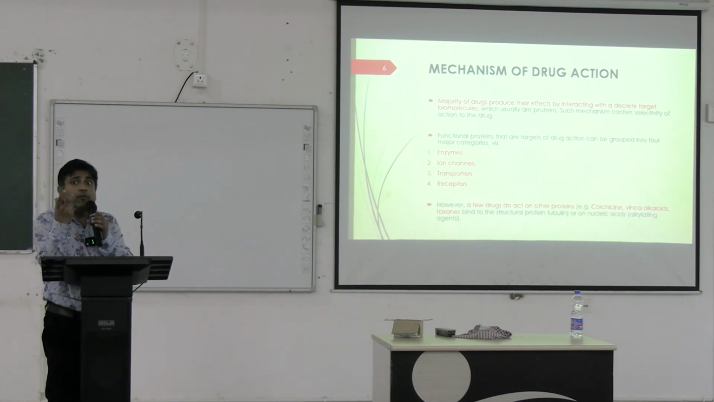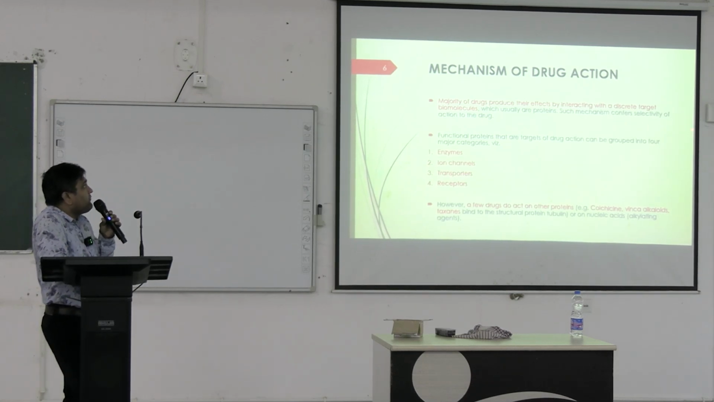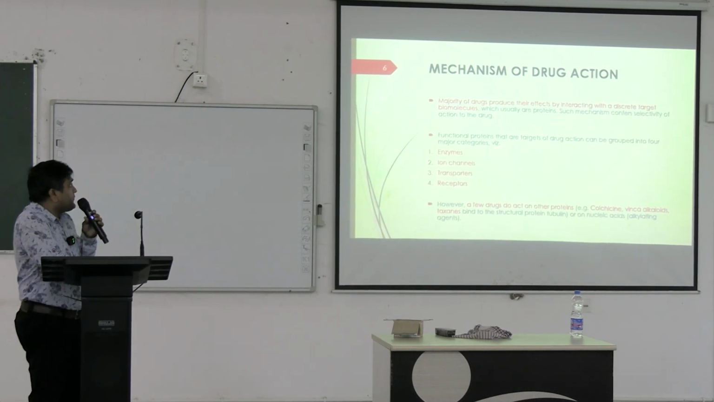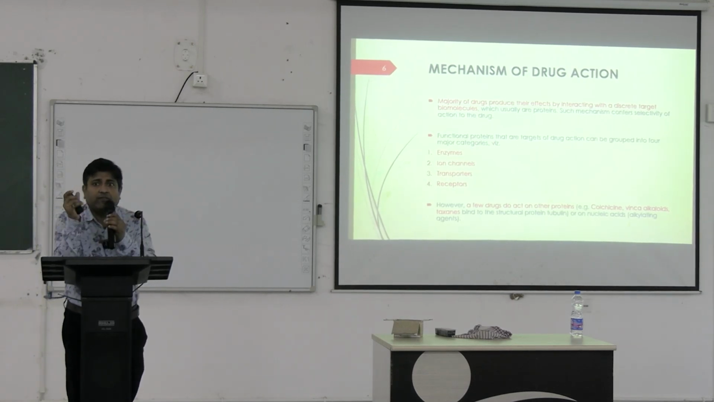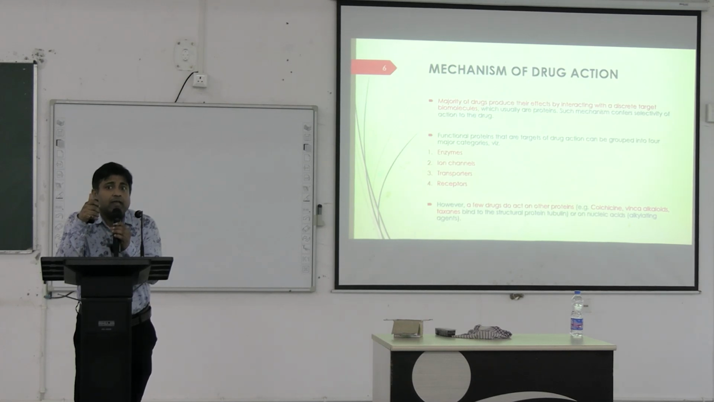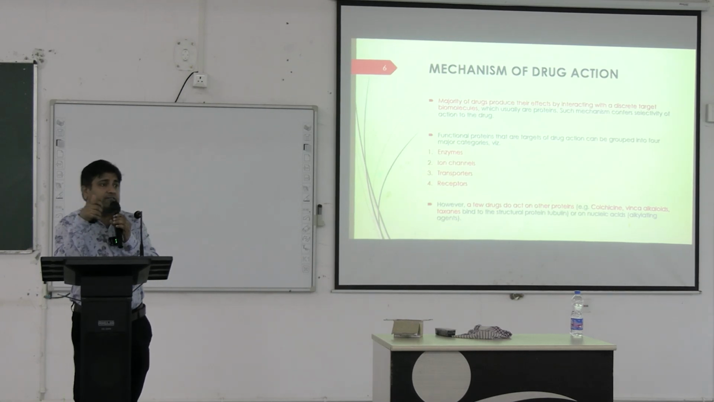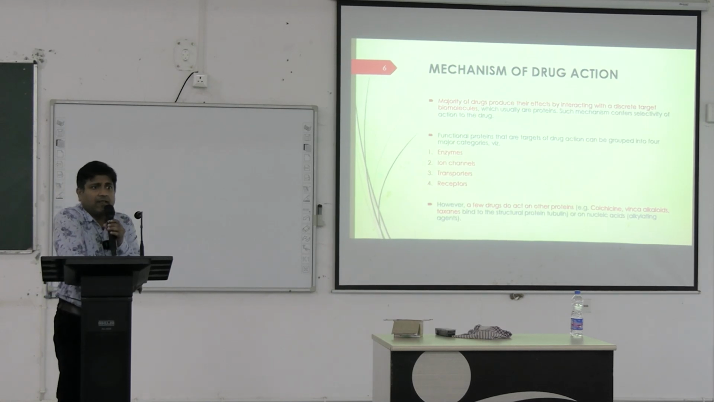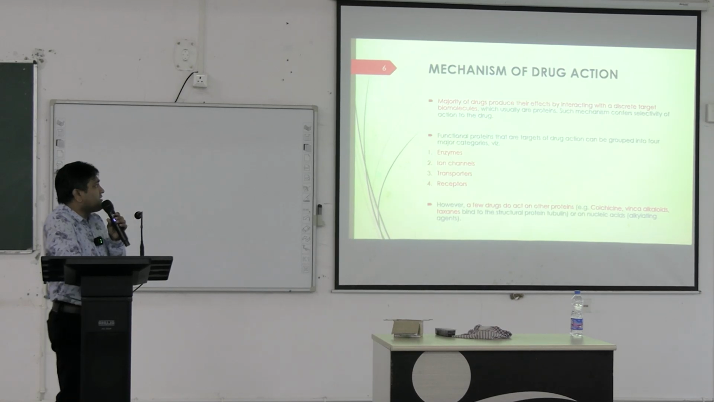But these were only for a few drugs. The majority of drugs target a discrete biomolecule. They produce their effect by interacting with a discrete biomolecule, which is usually a protein. Functional proteins that are targets of drug action can be grouped into four categories: enzymes, ion channels, transporters, and receptors as the fourth. However, a few drugs do act on other proteins, for example the anti-cancer drugs colchicine and vinca alkaloids act on the structural protein tubulin.